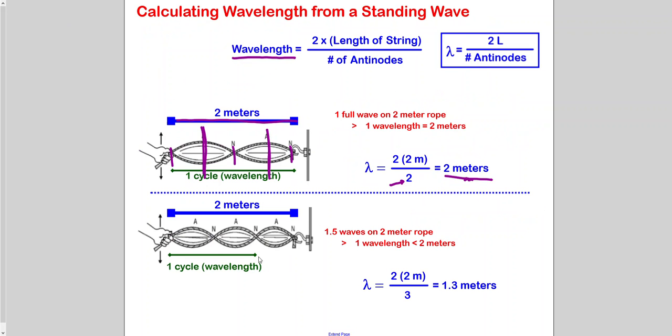This becomes more complicated the more wavelengths I have on my wave. So in this case, I'm counting 1 antinode, 2, 3 antinodes, and the string remains 2 meters. So now I'm taking 2 times 2 meters divided by 3. I have 1 1/3 meters, which means this is one cycle. If this whole string is 2 meters from here to here, this right here, which I can see just by looking at it, is one full wavelength. That must be 1 1/3 meters long.